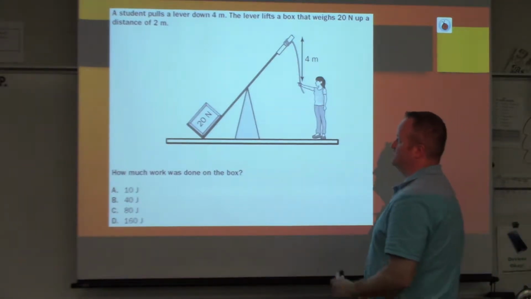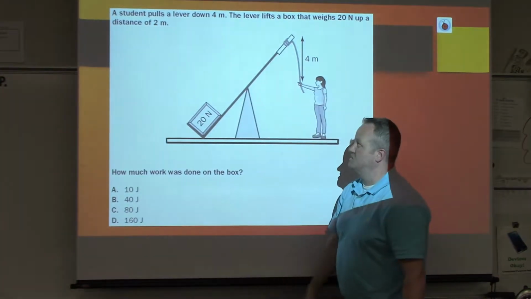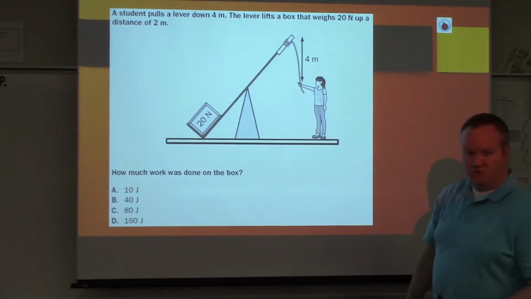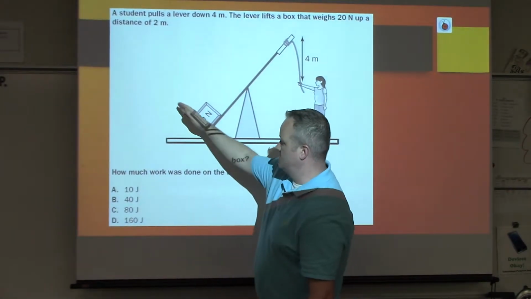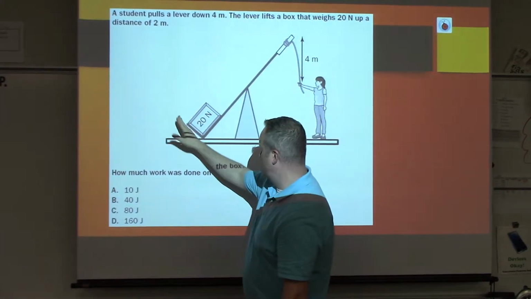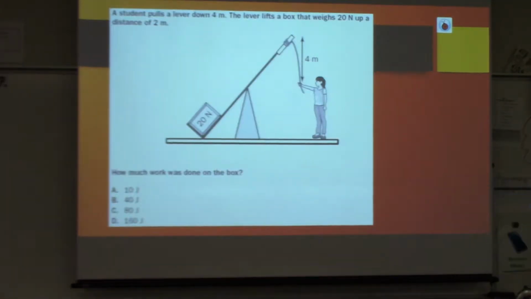So what we need to do is think about how far the machine is moving the box. In our statement, it says that the box moves 2 meters. So she pulls down 4 meters, but the box moves up 2 meters. So it's going to be 2 meters times 20 newtons. And when you multiply that together, you should get, for your answer, B, 40 joules.